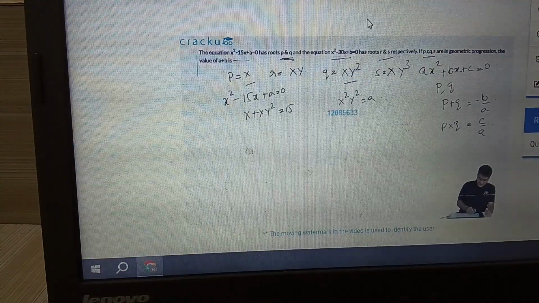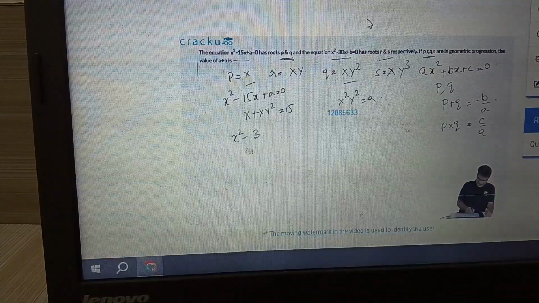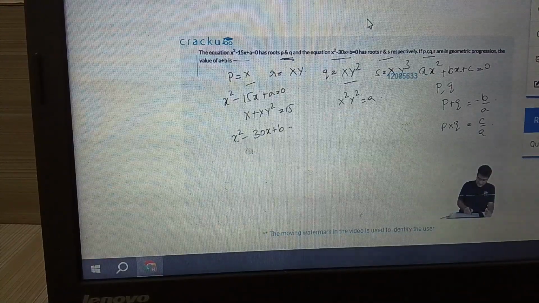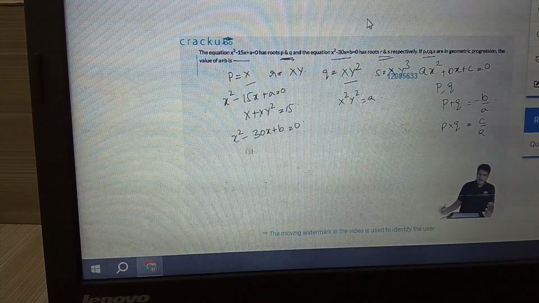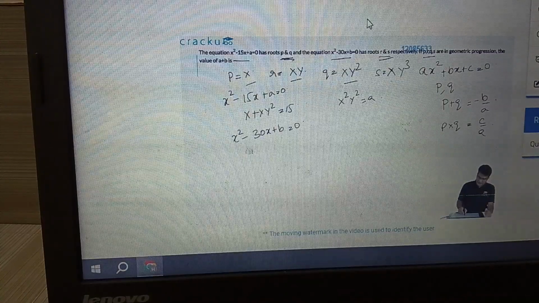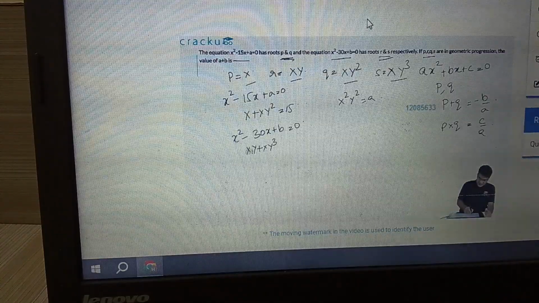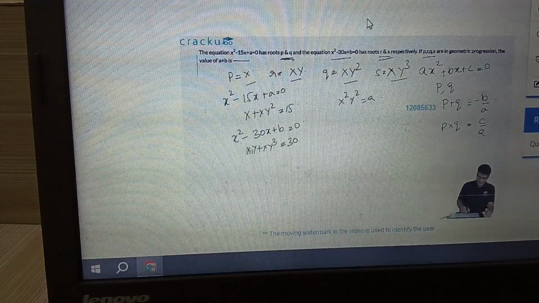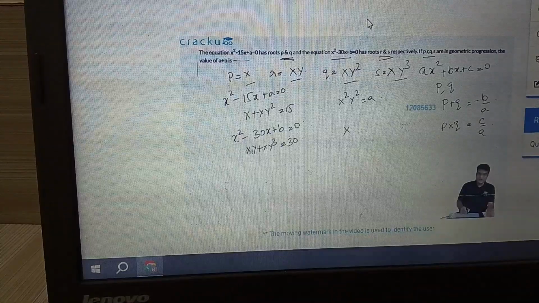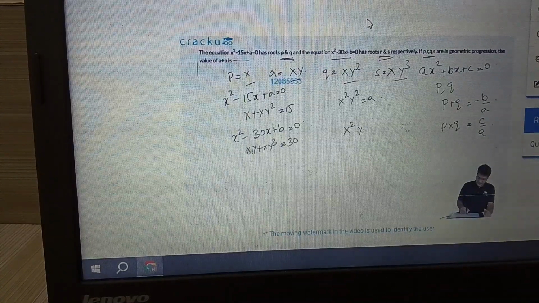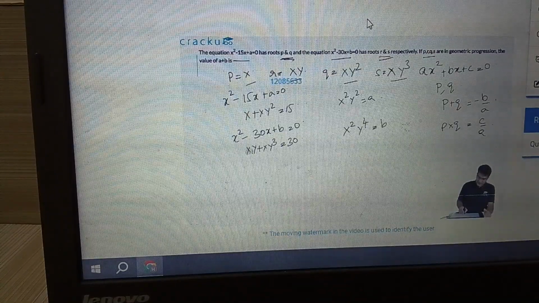Similarly, if you are looking at the second quadratic equation, which is x squared minus 30x plus b is equal to 0, the two roots are r and s. So that is xy plus xy cubed. So xy plus xy cubed is equal to 30, and the product of the roots is xy into xy cubed. So this is x squared into y to the power 4 is equal to b.